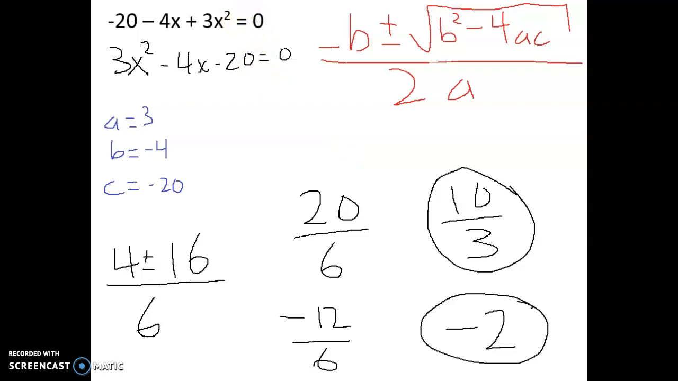And every quadratic equation like this has two solutions. So here are our two solutions. And if you plug either one of these in, the left side will equal 0. So the left and right side would be equal. That's how you can check that those are actually the solutions.